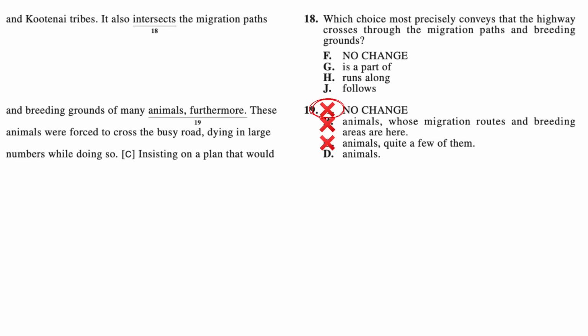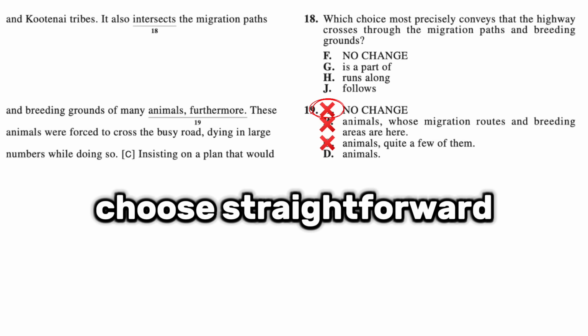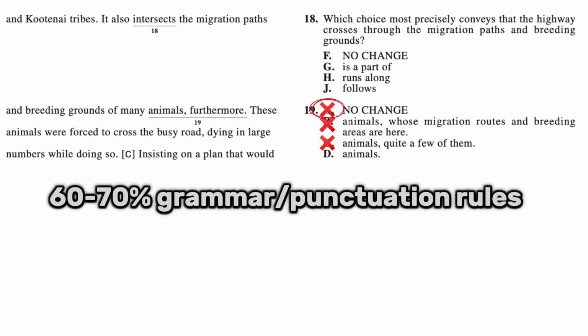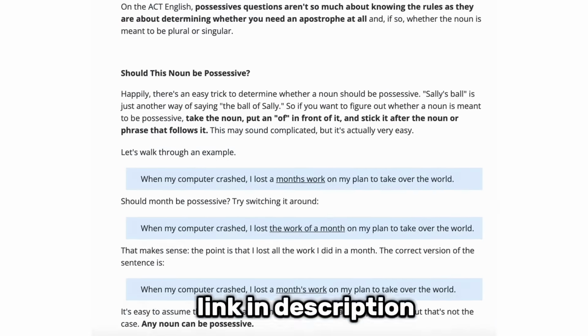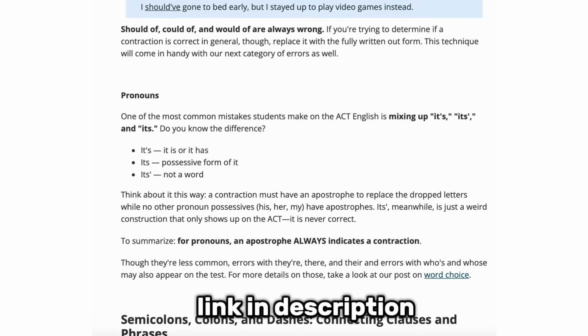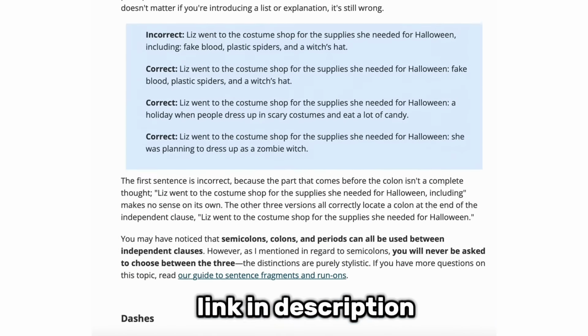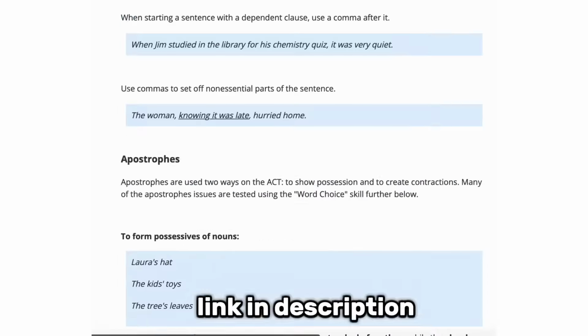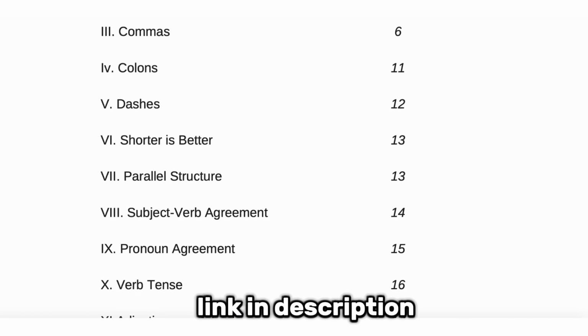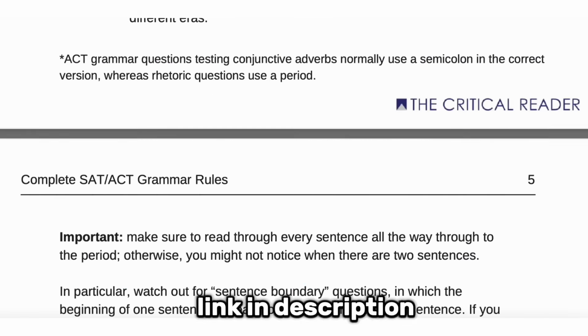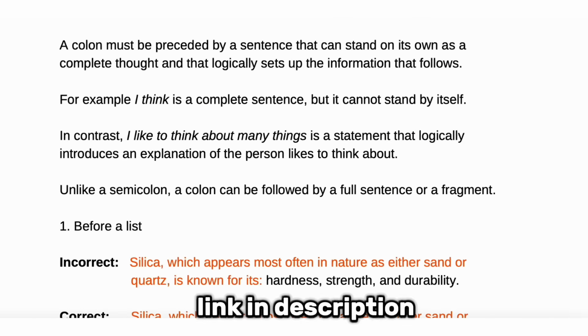For these types of questions, you just have to choose the most straightforward answer. Overall, I'd say that around 60 to 70% of the test is just knowing grammar rules and punctuation, and the rest is just using common sense and actually reading the text. I've linked a really nice article by Prep Scholar that I used to learn all the punctuation rules, and I've also linked another article, also by Prep Scholar, for a brief overview of the most important grammar rules, and another PDF with much more of them and a lot of examples as well.